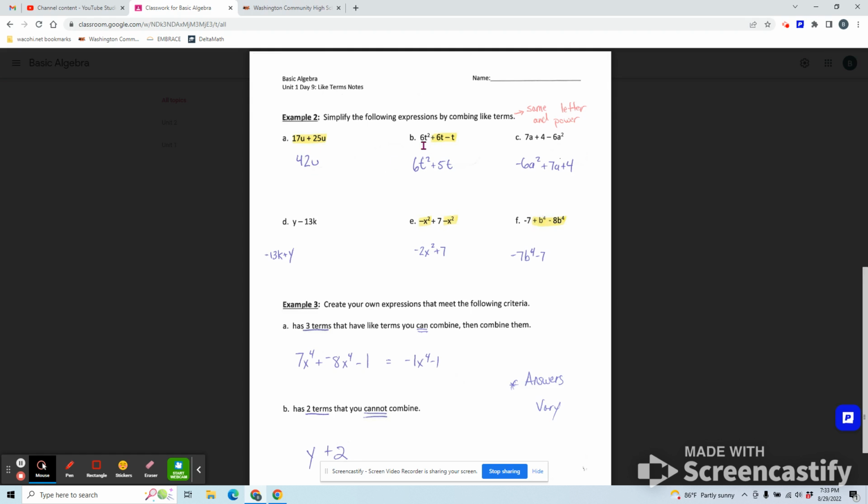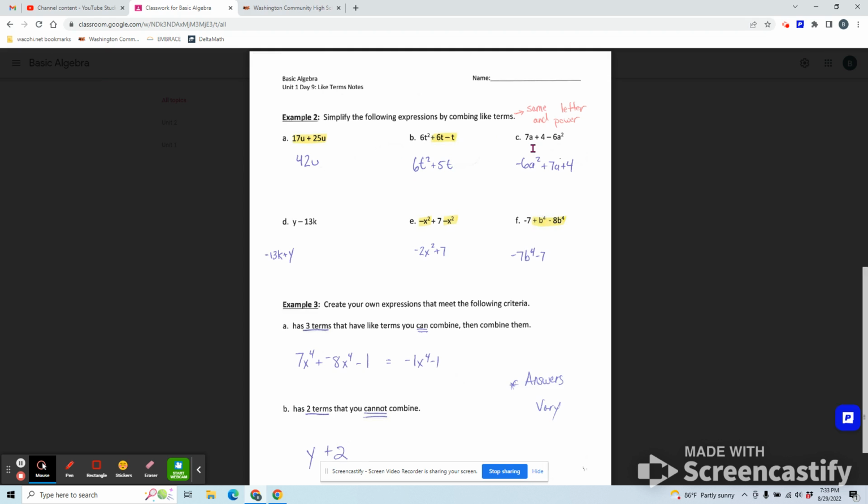For letter B, yes, they all have a t, but only 2 of them have a t to the first power. 6t squared, there's no other t squareds in there, so that term drops straight down. And then we combine these. 6 minus 1 gave me 5t.